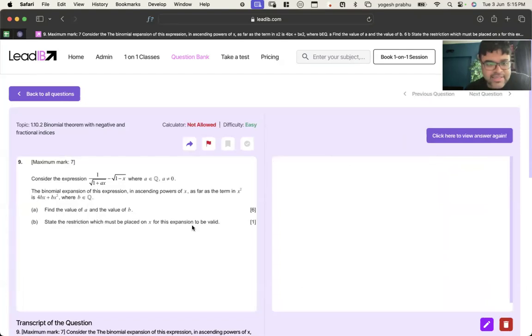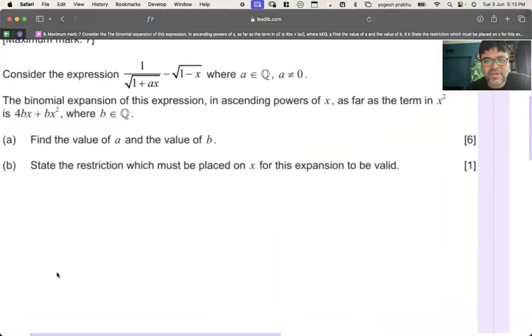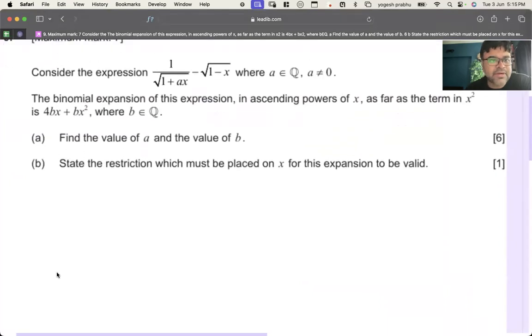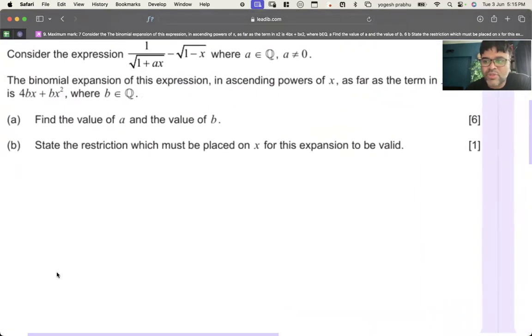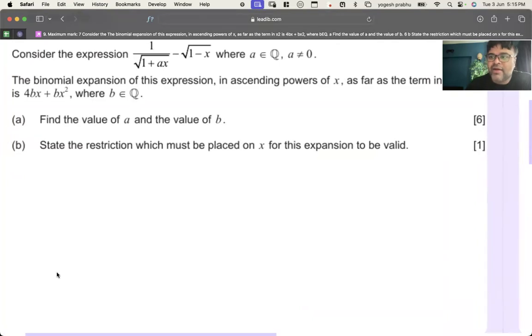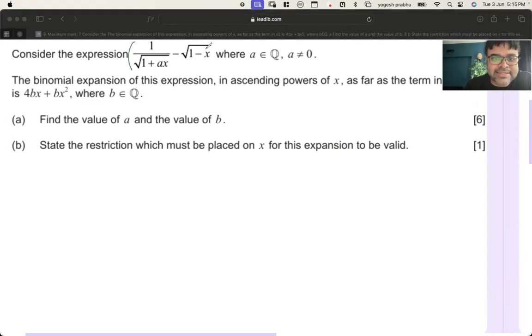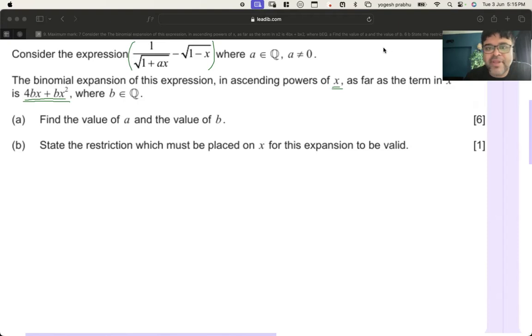I can hide the answer right now and let me focus on the question. It's a 7-mark question with two parts, A and B. Let's see what the question has to say. It says that this is an expansion of an expression, which is exactly this, in ascending powers of x up to and including the term in x squared.